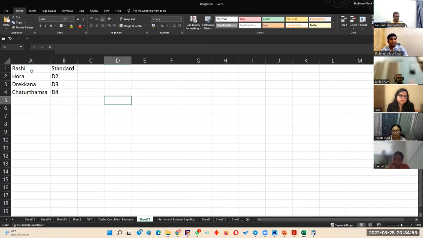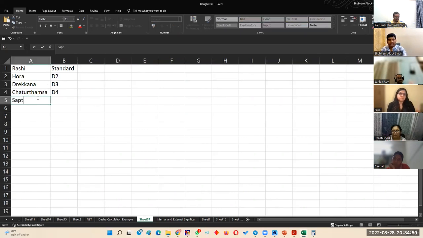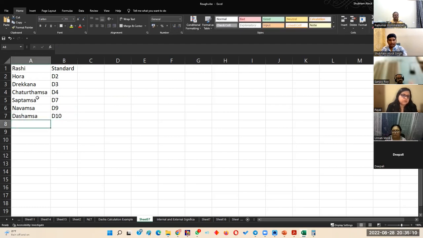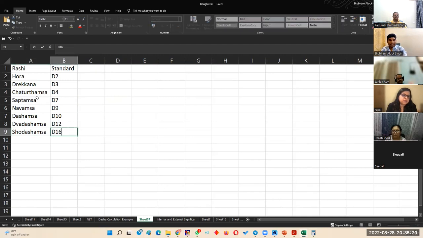Then Panchamsha and Shashtamsha are not made in Parashara. So the next chart is Saptamsha, that is D7. Then Ashtamsha is not made. Then the next chart, Navamsha, that is D9. Then Dashamsha, D10. Ekadashamsha is not made. Then Dwadashamsha is made, that is D12. Then Shodashamsha is made, that is D16.